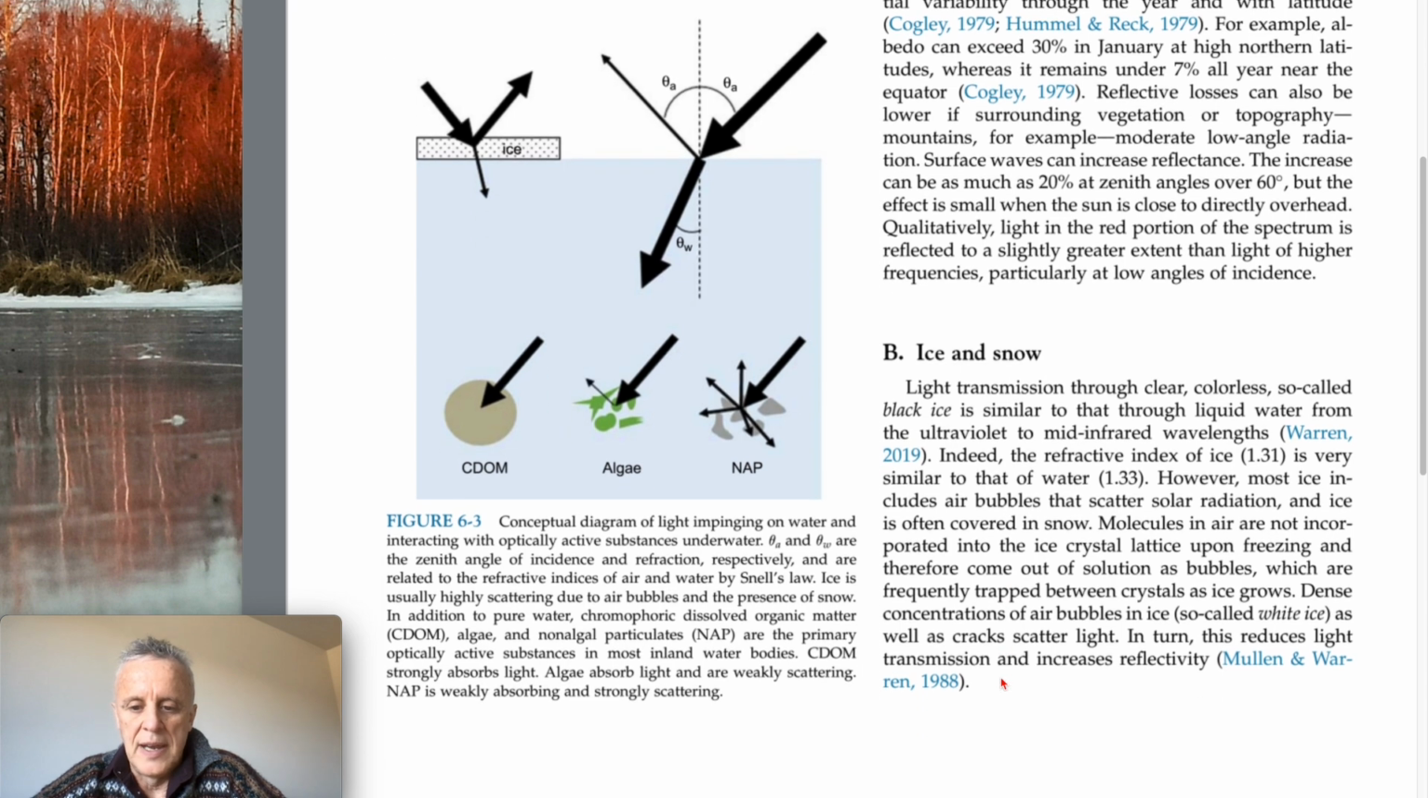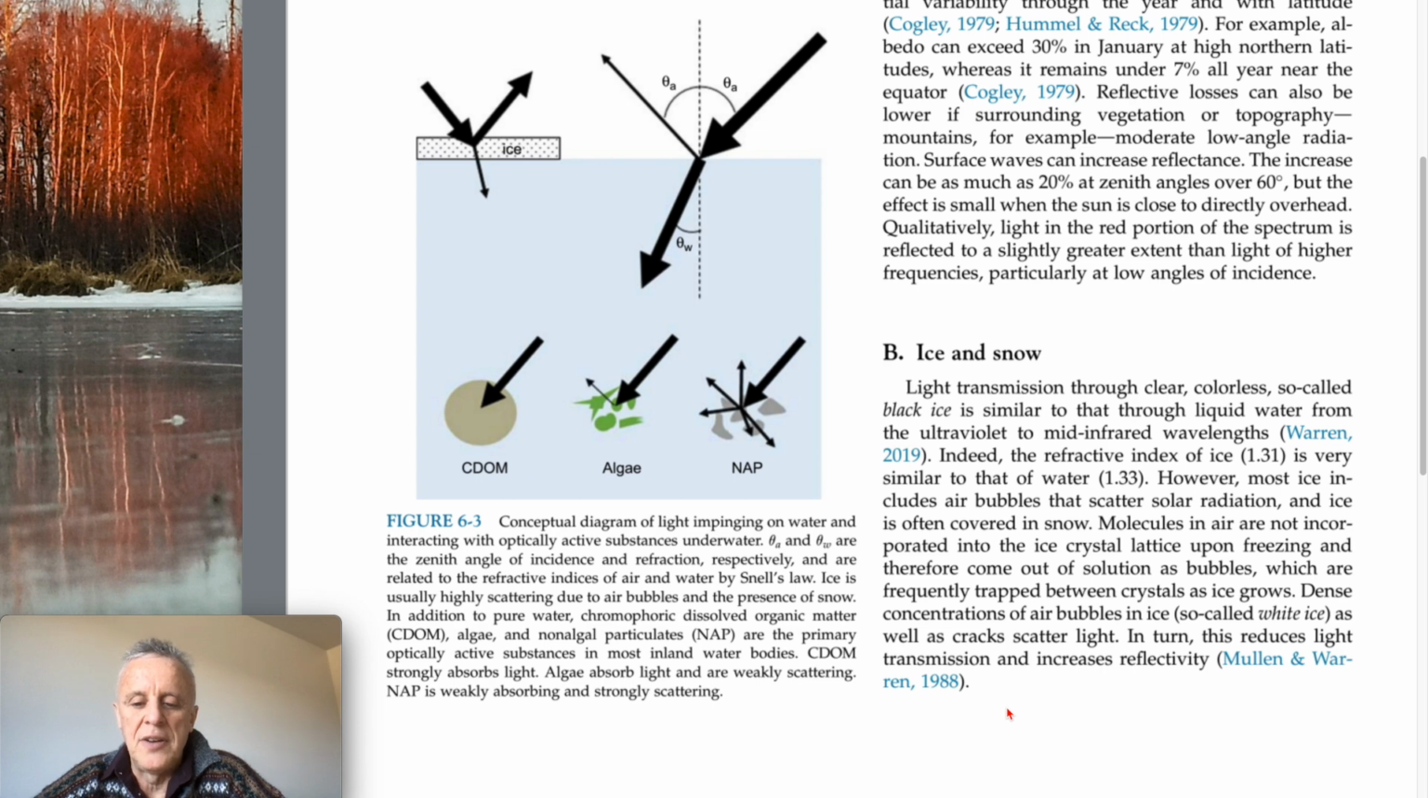Ice and snow. Light transmission through clear, colorless, so-called black ice is similar to that through liquid water from the ultraviolet to mid-infrared wavelengths. Indeed, the refractive index of ice, 1.31, is very similar to that of water, 1.33. However, most ice includes air bubbles that scatter solar radiation, and ice is often covered in snow.